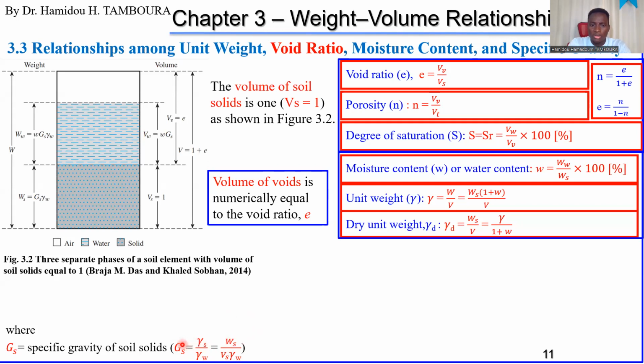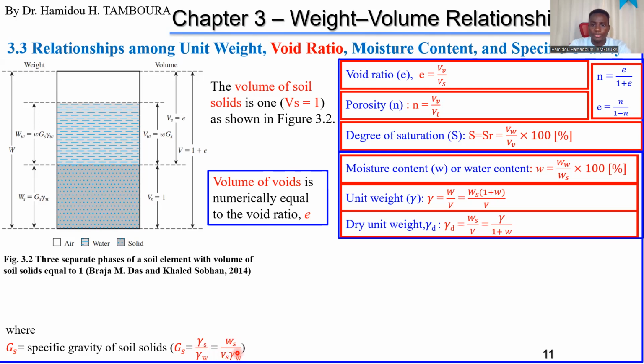Okay. Specific gravity is unit weight of solid divided by unit weight of water. Then the unit weight of solid is weight of solid divided by volume of solid, Ws on Vs. So by replacing it by its formula, you will get this.